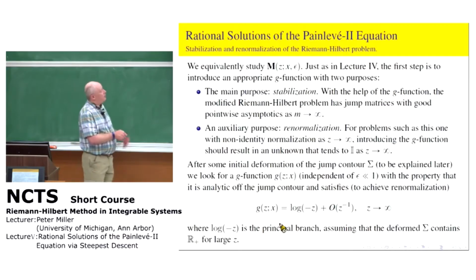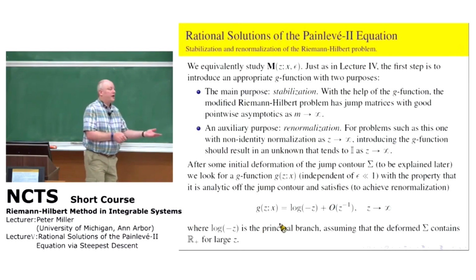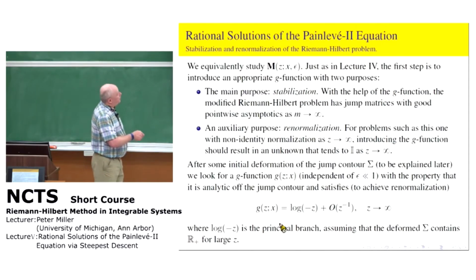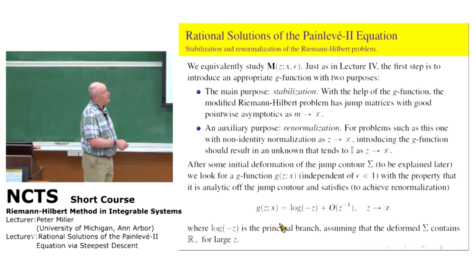And then there's an auxiliary purpose, which also was there in lecture 4, and that is renormalization. So for problems like the one we have in our hands that have a non-identity normalization as z goes to infinity, one of the purposes of having the g function in the problem is to result in an unknown that now tends to the identity matrix as z goes to infinity.